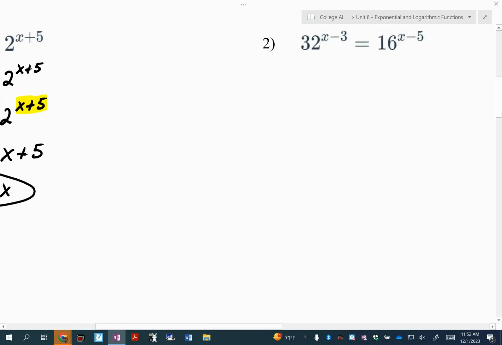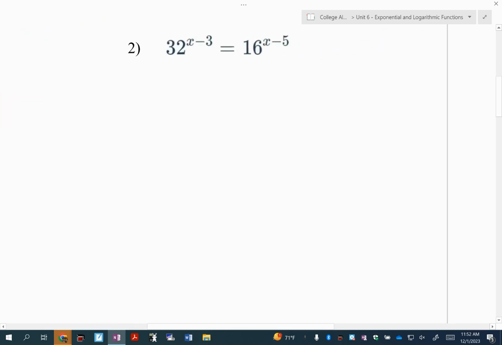Okay, number 2. In number 2, I cannot rewrite 32 with a base of 16. So I'm going to think of a smaller number. You could rewrite 16 as 4 squared, but you cannot write 32 with a base of 4. 4 to the third power is 64, so that's too high. So I'm going to use 2 for both of these bases. 2 to the fourth power is 16, and 2 to the fifth power is 32.